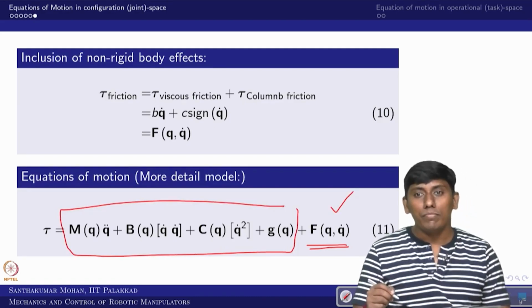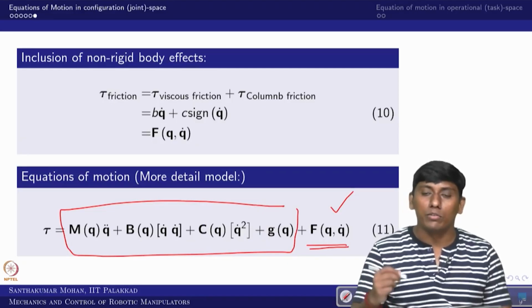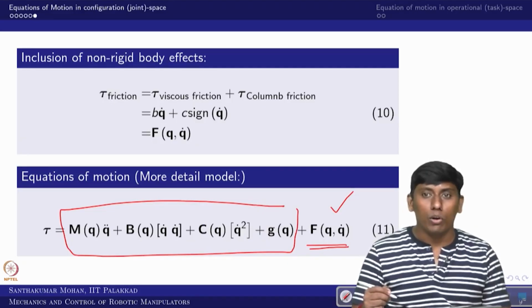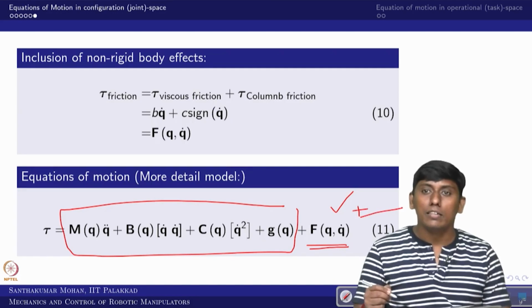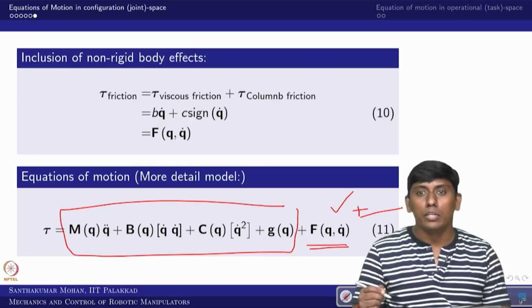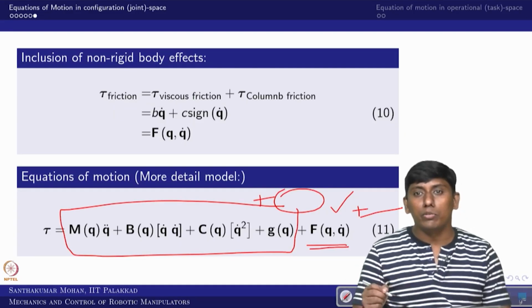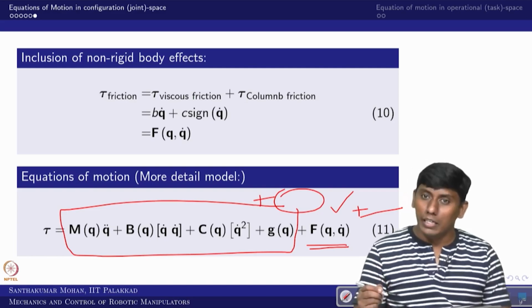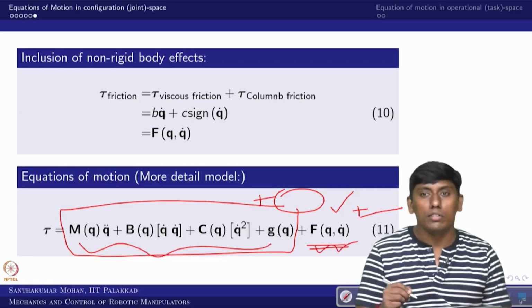If you assume that this is moving in space, or it is an aerial case, then you can add the non-rigid body effect as an aerodynamic effect. If this manipulator is moving inside submersible water or some other fluid, then you will get a buoyancy force that you can add. But right now it is a ground-based normal serial manipulator. We can assume these are all rigid body effects and this is the non-rigid body effect.